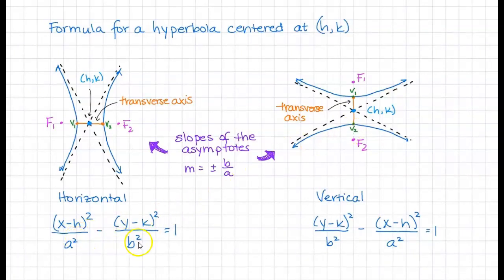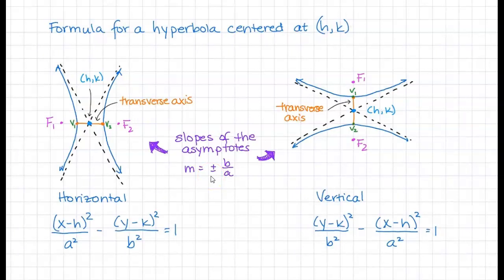Another thing is the role of A and B. The role of A and B tells you the slopes of the asymptotes. The slopes of the asymptotes are plus or minus B over A. So you go up B units over A units, and one of them is always going to be a positive slope, one of them is always going to be a negative slope. That's why we have the plus or minus.